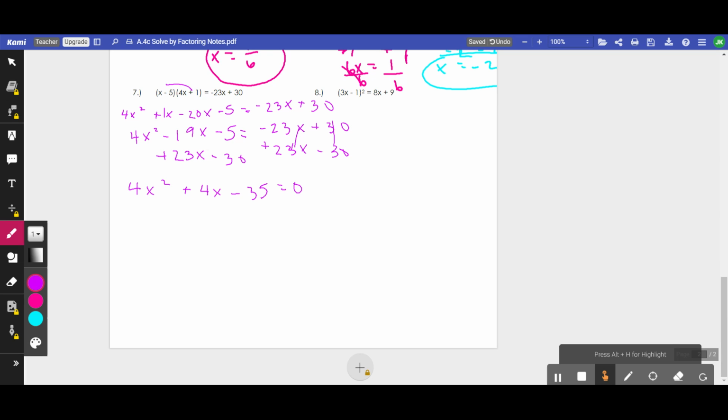Now that you have all your terms on the same side, this is a trinomial here, so you're going to do a times c next. So negative 35 times 4. If you multiply those, you'll get negative 140. So you'll need factors of negative 140 that would add to give you the 4x. You'll need a positive and a negative there, so you'll have to use positive 14 and negative 10 as the factors, because they would multiply to be negative 140 and add to be 4. Then you can sub those two terms in, the 14x and the negative 10x.